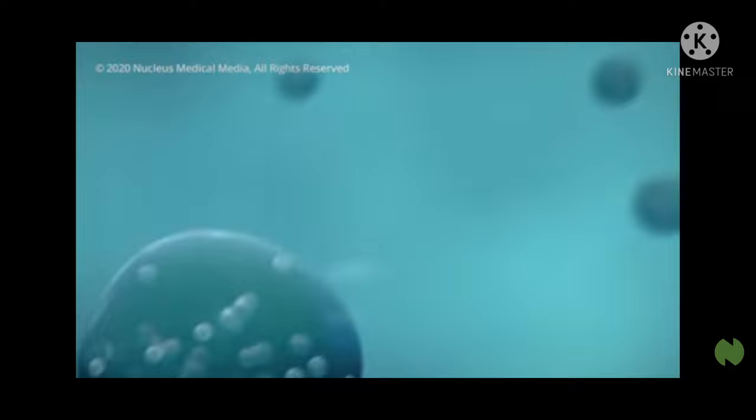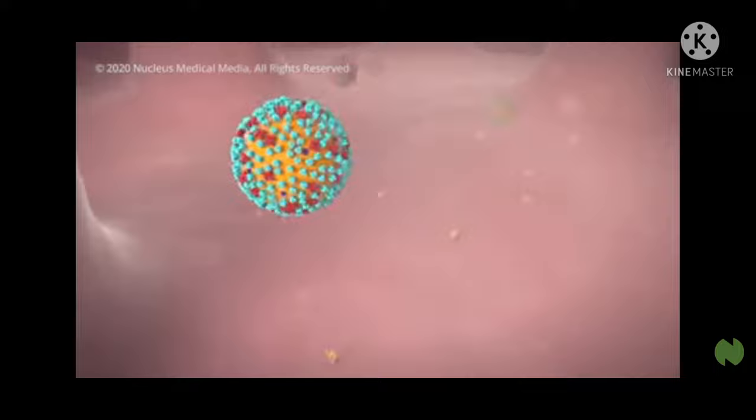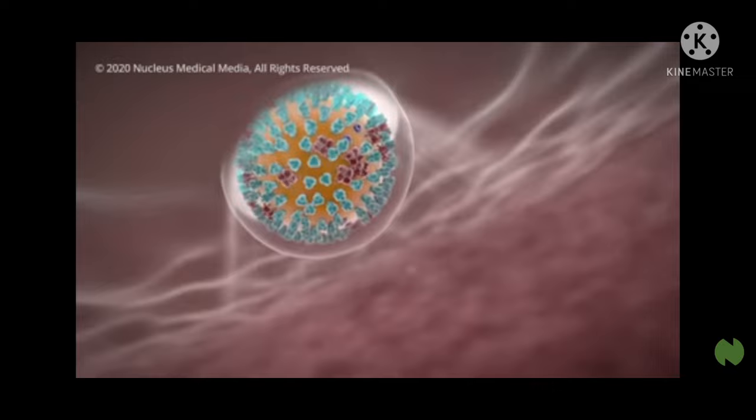Once inside your body, the virus comes in contact with cells in your throat, nose, or lungs. One spike on the virus inserts into a receptor molecule on your healthy cell membrane like a key in a lock. This action allows the virus to get inside your cell.